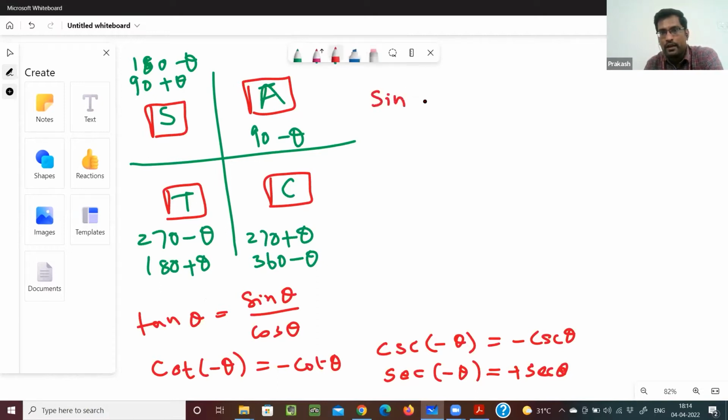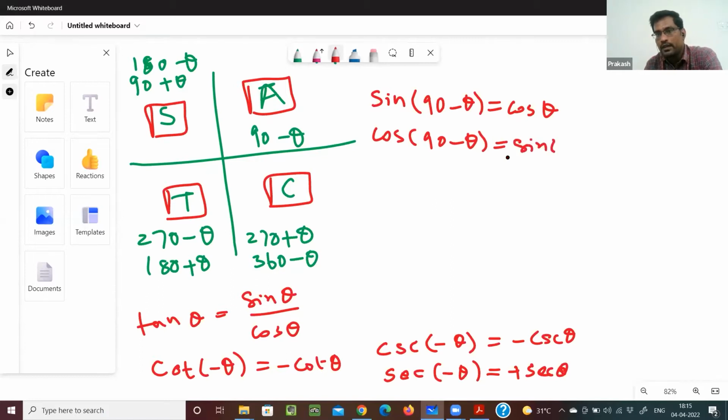Sine of 90 minus theta. This is in the first quadrant, where we know all the functions are positive. This is cos theta, and cos of 90 minus theta is equal to sine theta. These identities are very simple ones, easily identified. And tan of 90 minus theta is equal to cot theta.